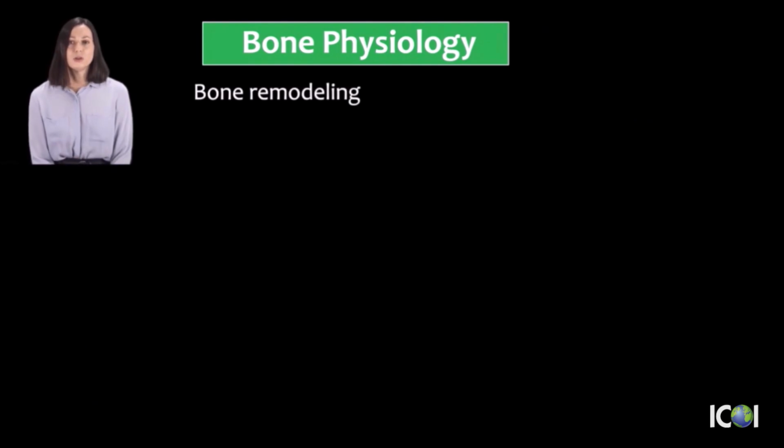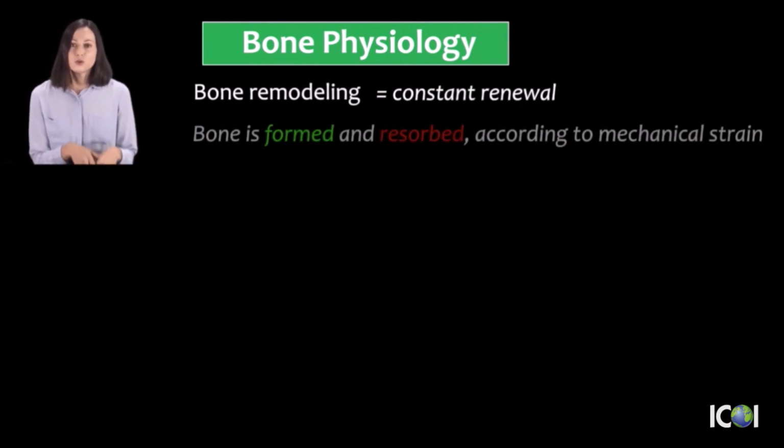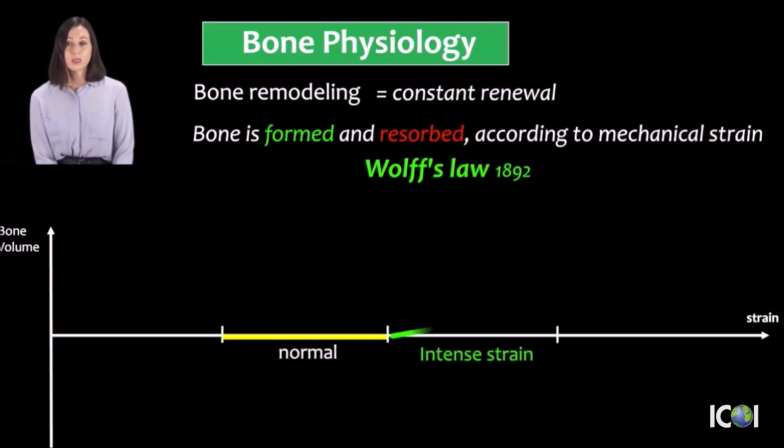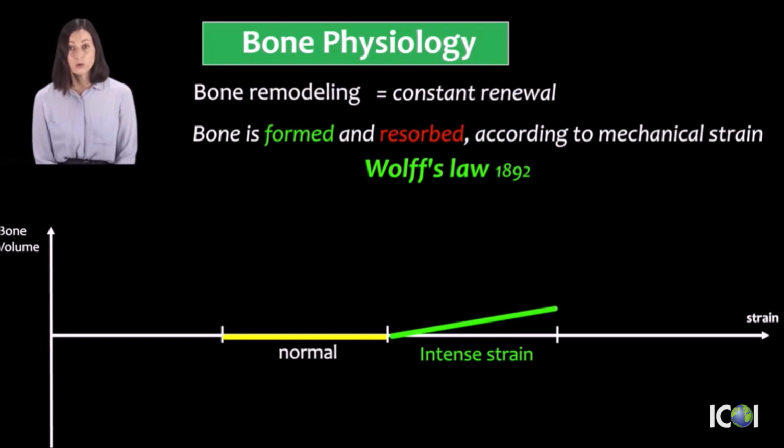About the physiology, we know that the bone constantly remodels. This is the bone physiology. The bone is formed and resorbed according to the mechanical strain. If the strain is normal, the bone volume maintains itself. If we have an intense strain, we can increase the bone volume a bit. This is Wolff's law.